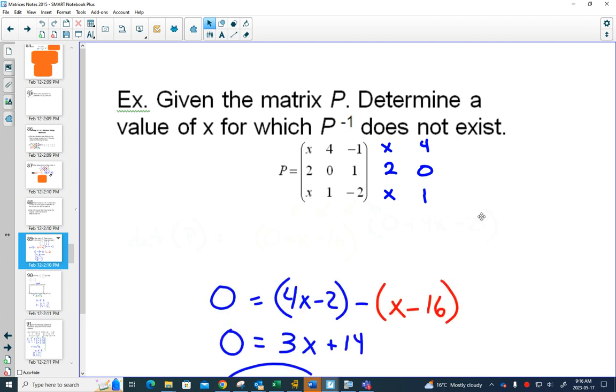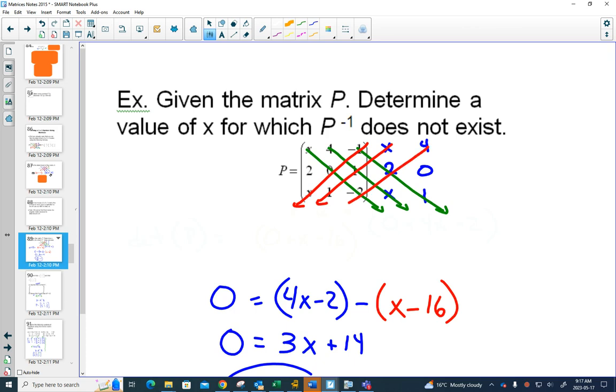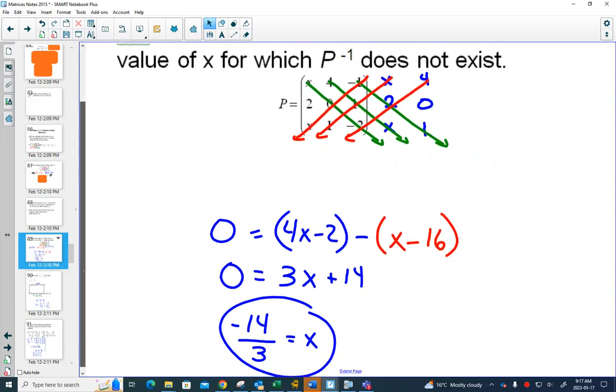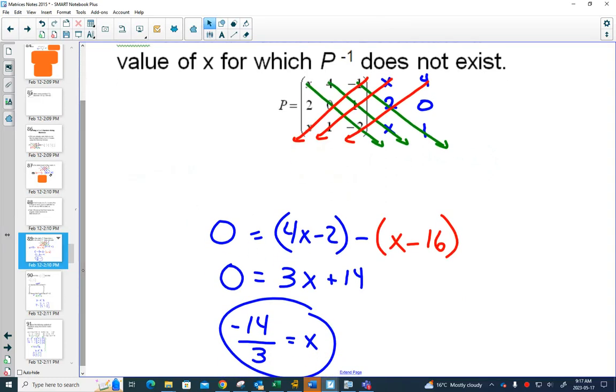So if we draw our diagonals this way, you will get 4x minus 2. If we draw our diagonals this way, I love when a diagonal has a 0. You will get just x minus 16. And if you set that equal to 0, it's not hard to solve and find out that if x is negative 14 over 3, then the inverse doesn't exist. Way better than trying to guess and check.